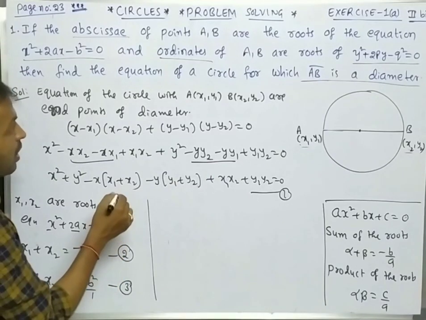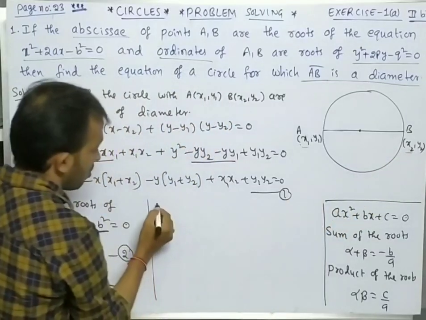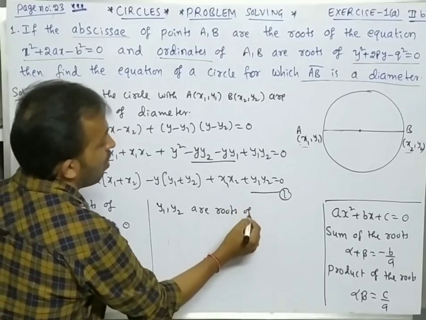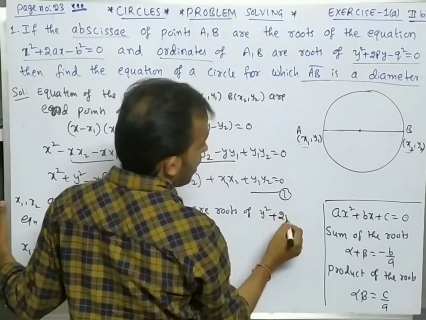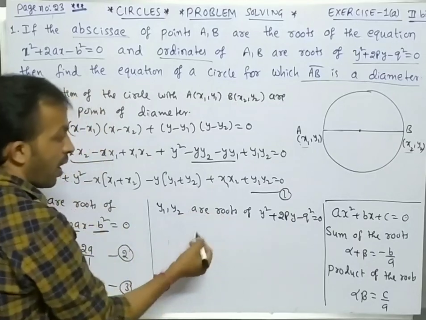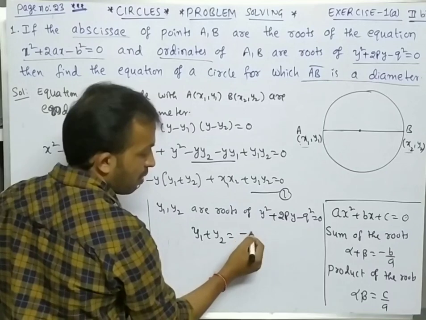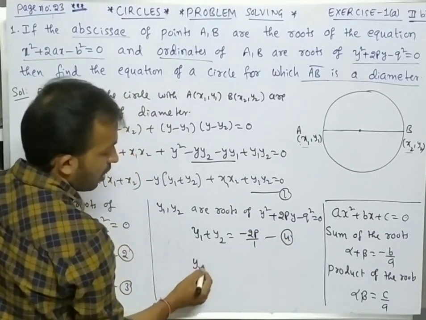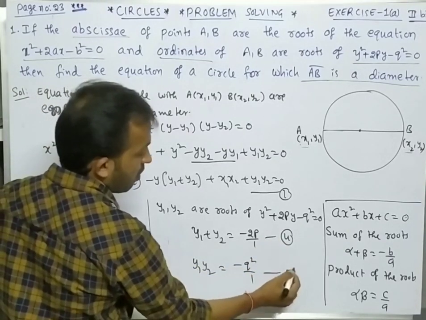Similarly, one more condition: the ordinates of A, B, that means y1, y2, are roots of the equation y square plus 2py minus q square is equal to 0. Here, as y1 and y2 are roots, the sum of the roots y1 plus y2 is equal to minus b by a, that is minus 2p by 1, number 4, and the product of the roots y1 y2 is equal to minus q square by 1. This is equation number 5.